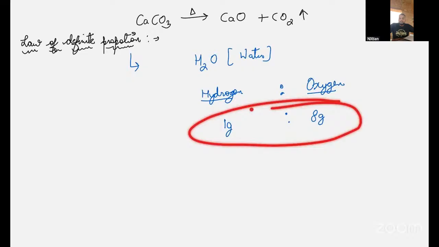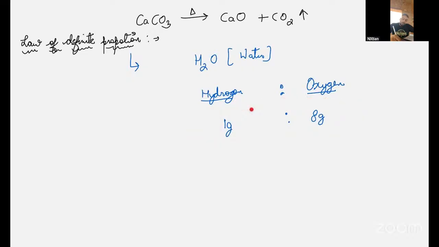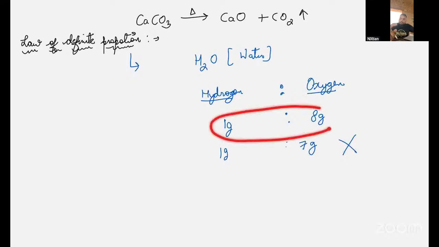Do you understand? Yes, sir. If I take 1 gram of hydrogen and 7 gram of oxygen, then it's not possible. If I take 9 gram of oxygen, then what will happen? 8 gram will be consumed and make water. Then 1 gram of oxygen will remain unreacted. Did you understand? Yes, sir. So can you write it down with me? I'll dictate and you write it down.